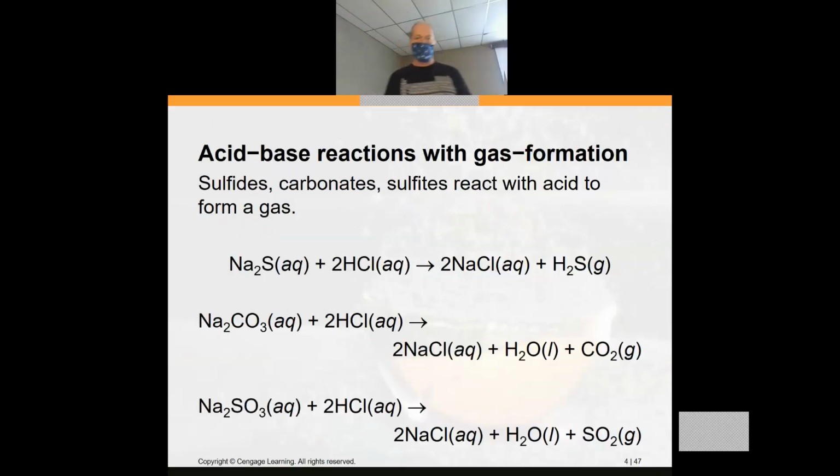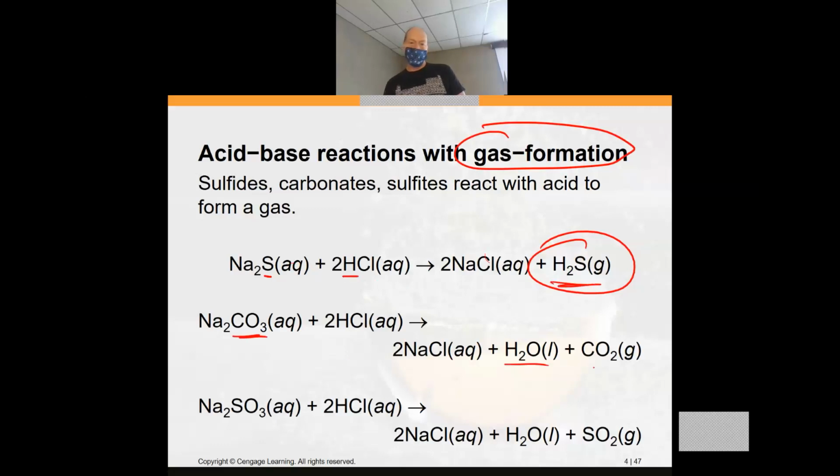All right, so here are the ones that you need to know for the gas formation. These are by far the hardest ones. It's simply a double replacement here, except the H2S is a gas. And so that is formation of a gas, a hydrogen sulfide gas. So a sulfide with an acid is going to give hydrogen sulfide gas. We already did the carbonates, CO2 and water.